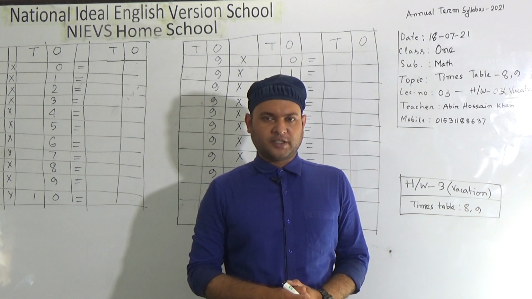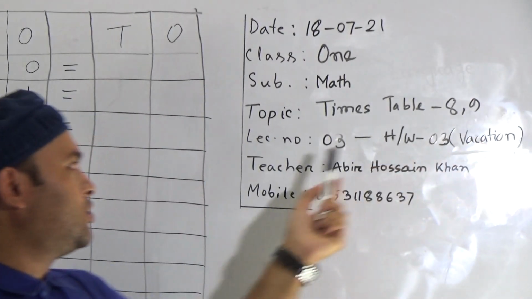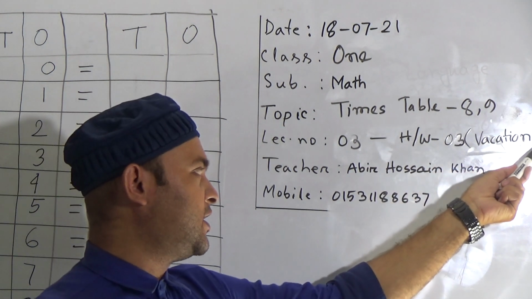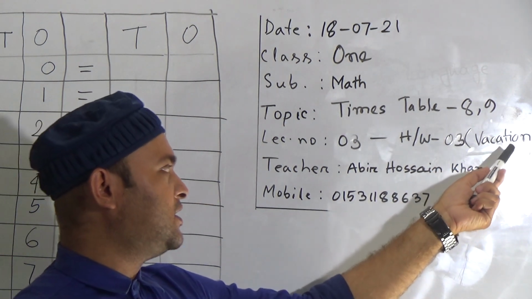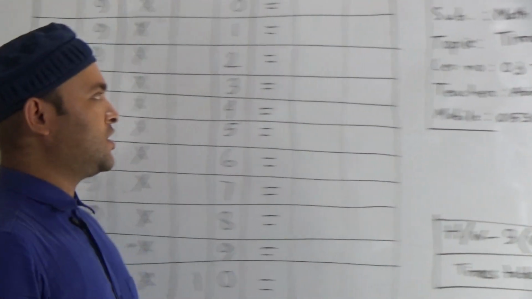Today I am going to take mathematics class for class 1, and our today's topic is times table 8 and 9, and our today's lecture 3 and HW is 3, which is called your vacation HW, and you have to submit this HW after your Eid ul Adha vacation. Now let's go to start our class.